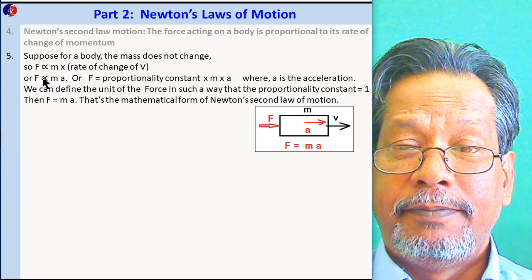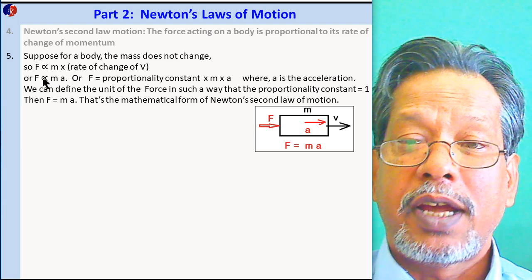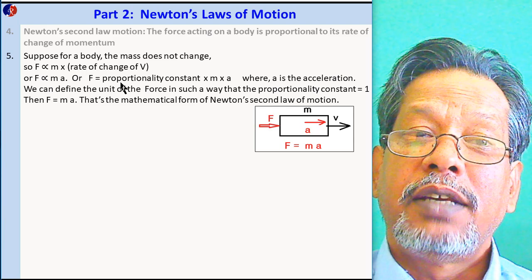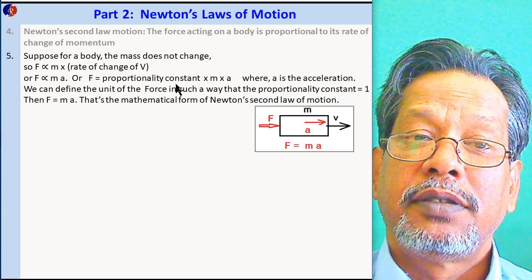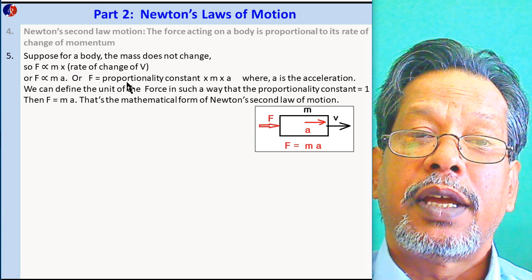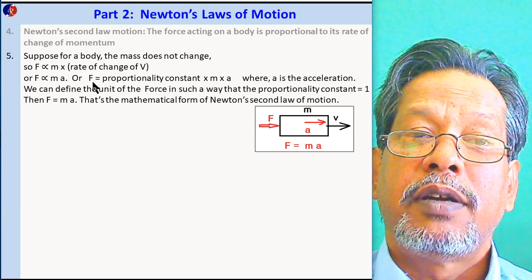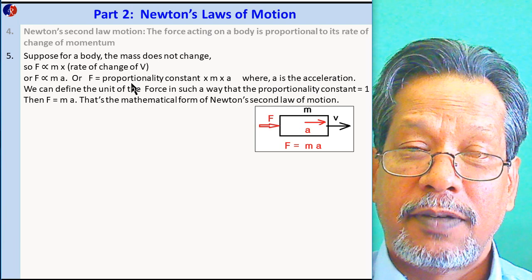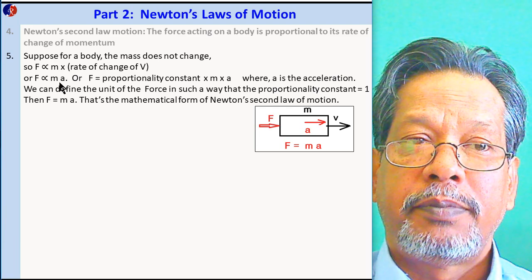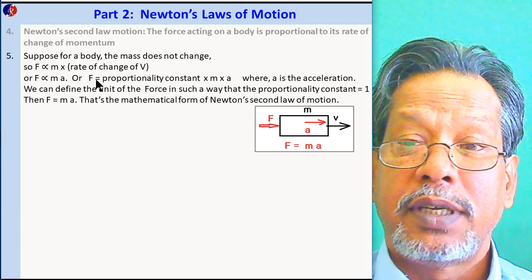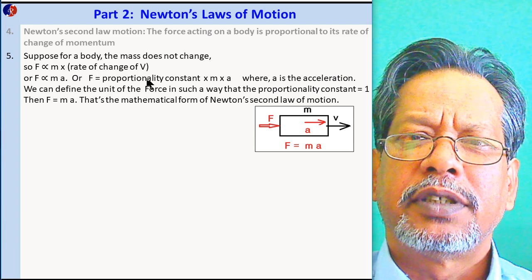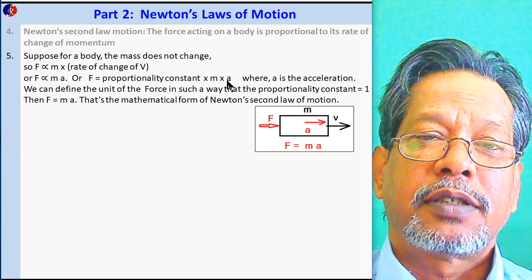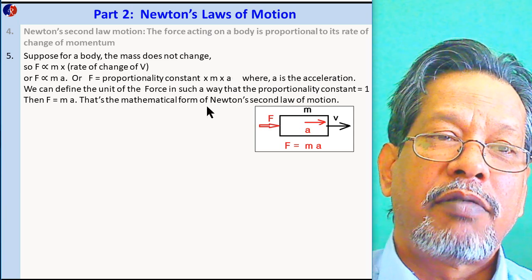If it is proportional, like the straight line you saw earlier, we can say the slope of that line, or proportionality constant, times mass times A. We can remove the proportionality sign and make it equal to a constant, the proportionality constant. This is how proportionality can be converted into equality, okay? Some kind of constant, the slope of that line that you saw, multiplied by mass times acceleration. So A is the acceleration there.